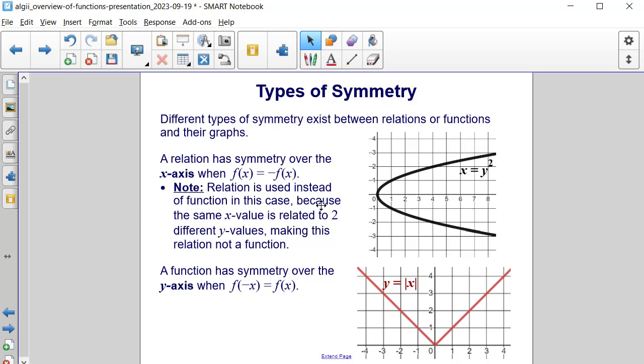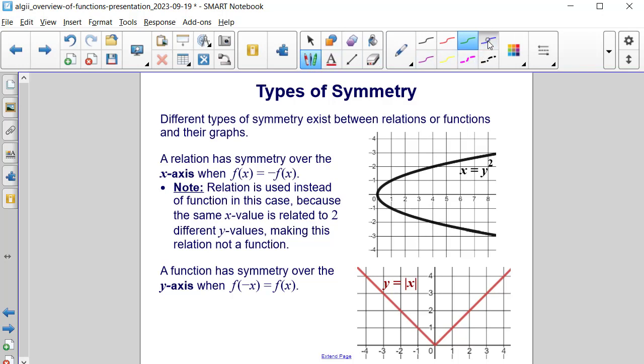And we're saying that it's a relation instead of function in this case because the same x value will produce two different y values, making this relation not a function. And this relation is that x is equal to y squared.